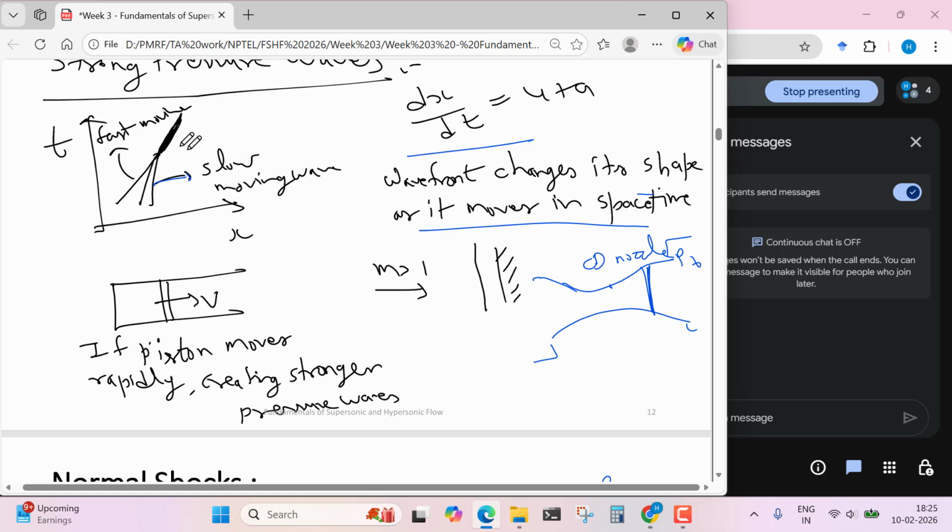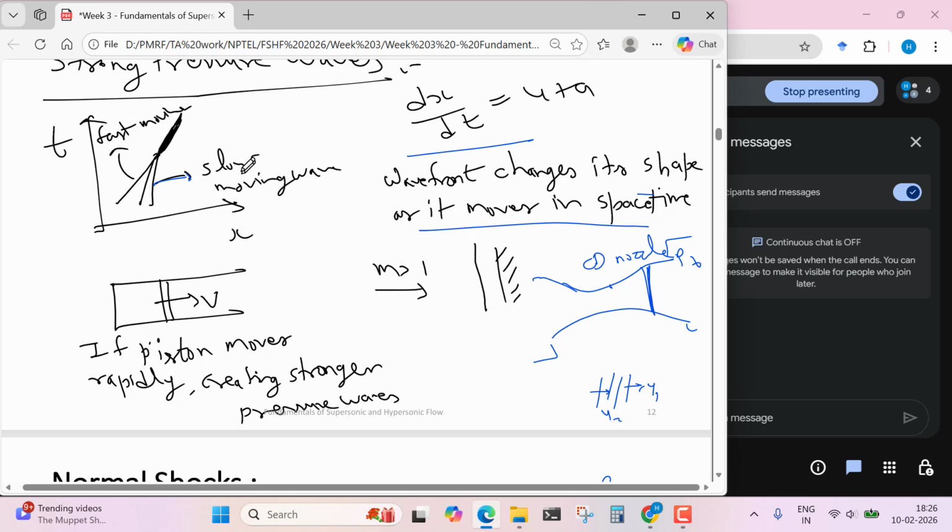How can we make these strong waves? Let's say there is one piston in the tube, and if we move this piston rapidly, then initially it will have some wave which is moving, let's say with velocity u1, and behind it the velocity will increase due to the movement of the piston, and then all these waves will join together and make a strong pressure wave.